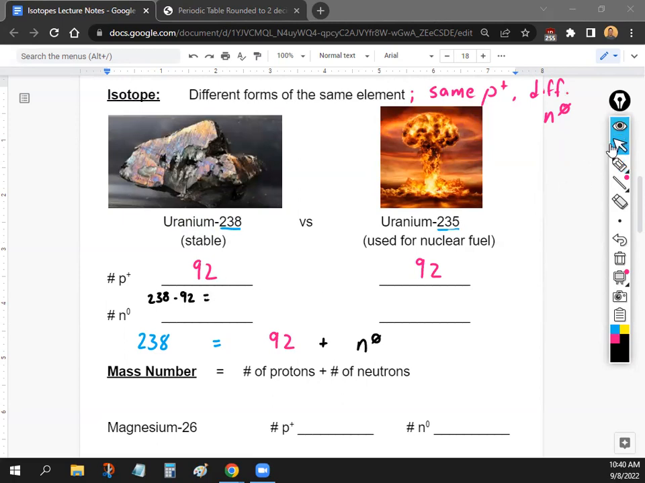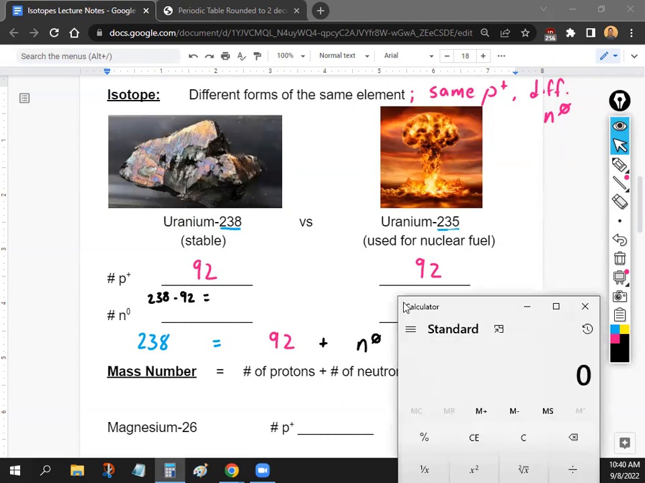So you can go to your calculator. And again, I'm cool with you guys using your phone calculators for your assignments. On the test, I'll give you a real calculator. But 238 minus 92, and you'll get 146. Okay, so uranium-238 has 146 neutrons.